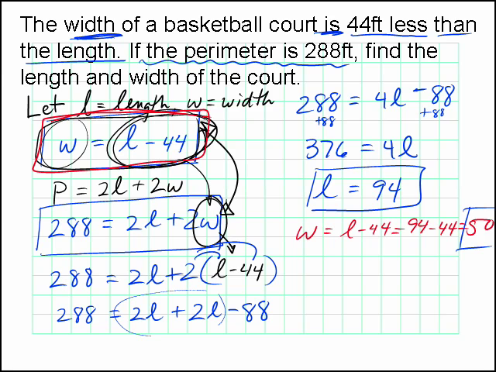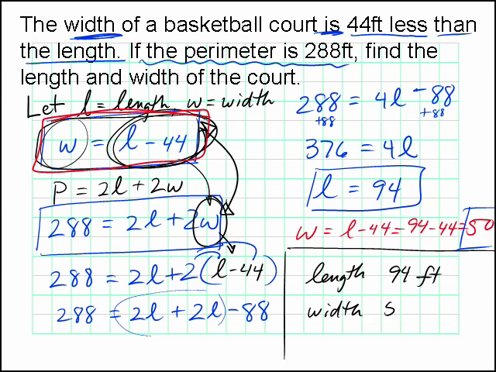And of course, if I had room on the screen here, I'd check my result. But what we have here is that the length is 94 feet and the width of our basketball court is 50 feet. And we've solved our problem using two variables, our system of equations.